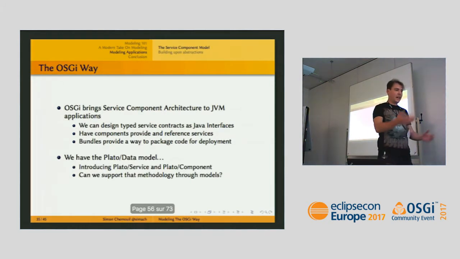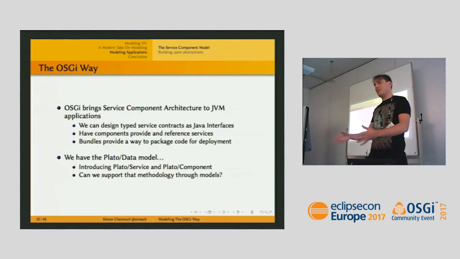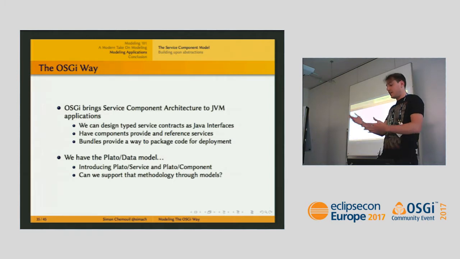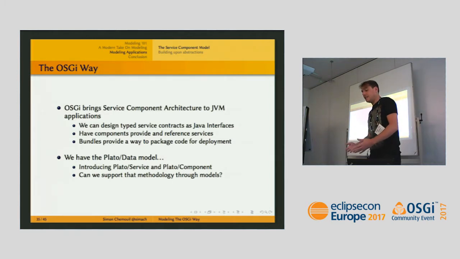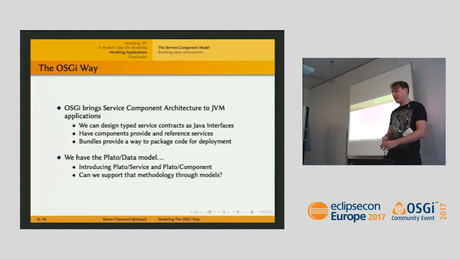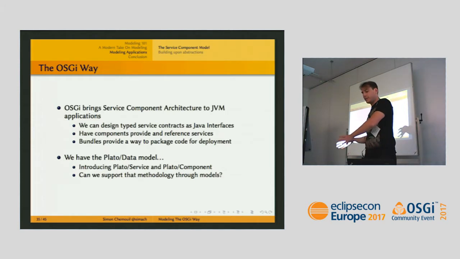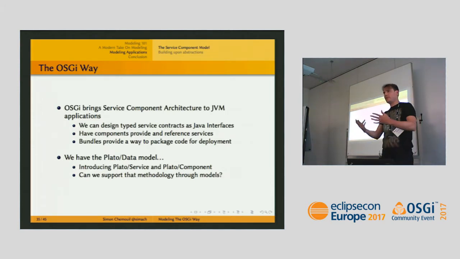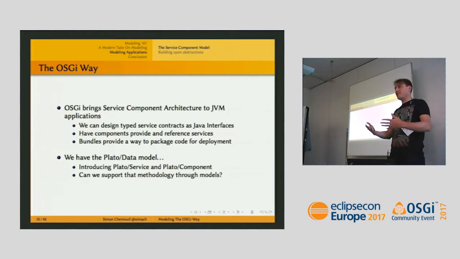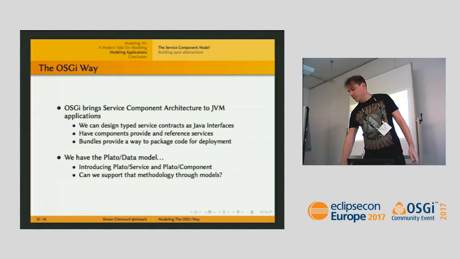And right now in practice, we have this Plato data model that allows us to write data models in Java or maybe in other languages. So I can define new models. The service model that I talked about before is called Plato service, and there is a Plato component model. The idea is to support the methodology of writing OSGi applications through languages and through models. So instead of going to Java and thinking, I have all these constructs, so what do I do now? I need experience, I need some IDE. The workflow is supported by the language and maybe the tooling around it.